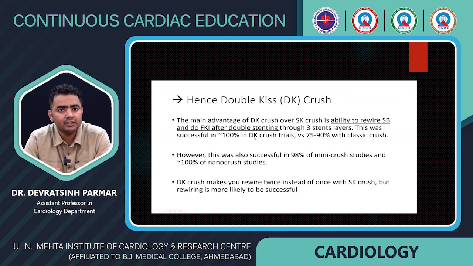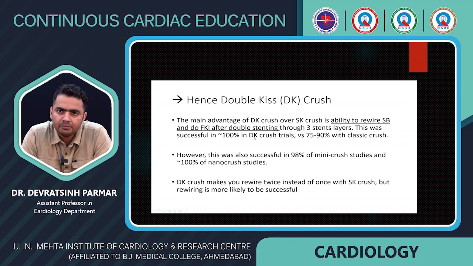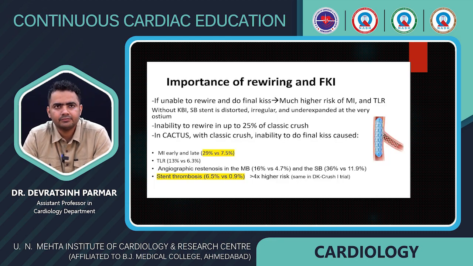This was successful in 100% in DK crush, while 75 to 90% in classic crush. However, this was successful in 98% of your mini crush studies and 100% of your nano crush studies. So DK crush makes you rewire twice instead of once with a single crush, but rewiring is more likely to be successful. So what are the advantages? Basically it's easy to perform in most bifurcation lesions. Ostial side branch cover is guaranteed. There are certain disadvantages like difficulty for rewiring the side branch in a final kissing balloon angioplasty, high risk of stent thrombosis, and it requires a larger catheter size.